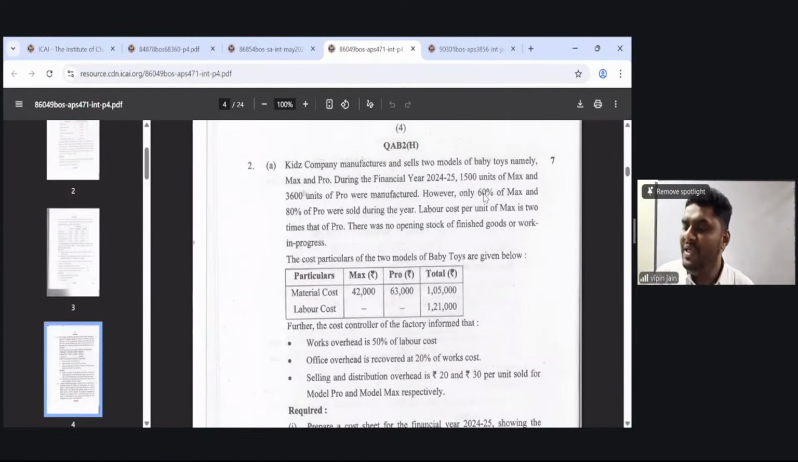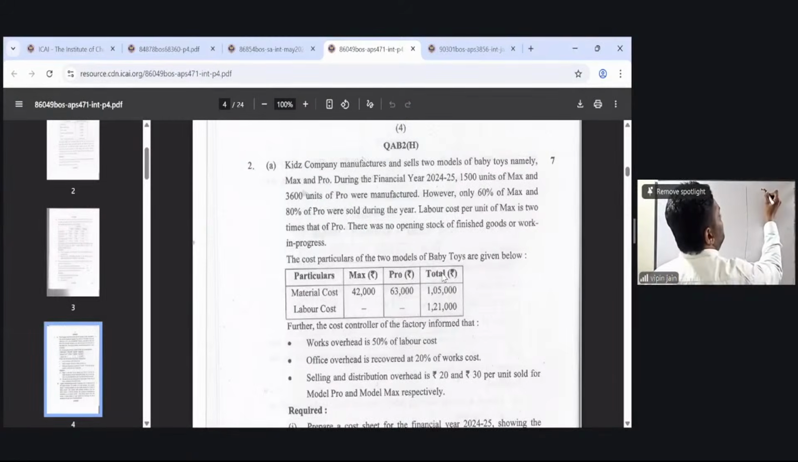Kids company manufactures and sells two models of baby toys, namely Max and Pro. During the financial year, 1500 units of Max and 3600 units of Pro were manufactured. However, only 60% of the Max and 80% of the Pro were sold during the year.